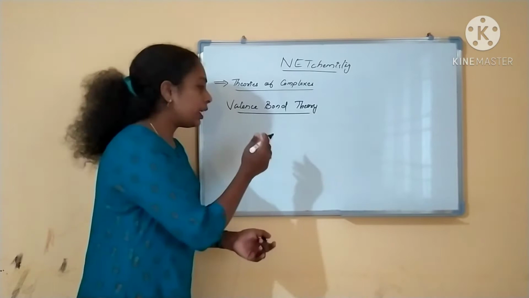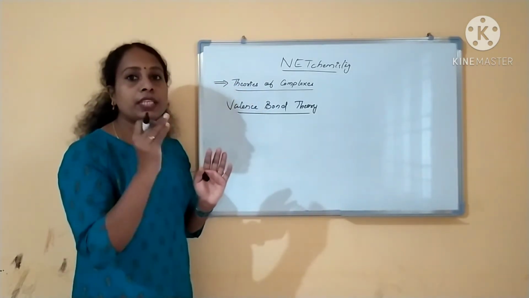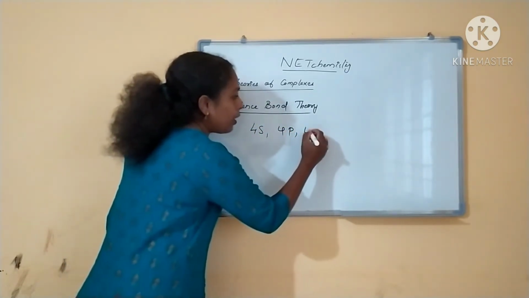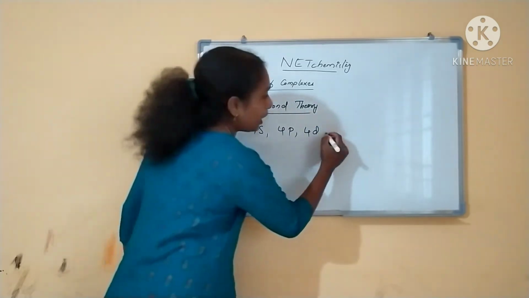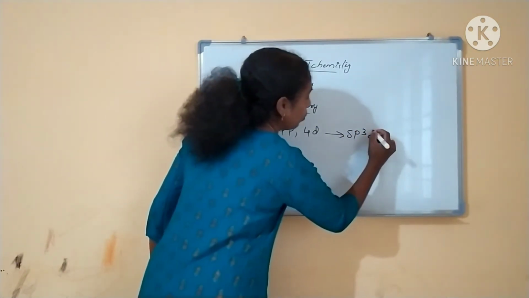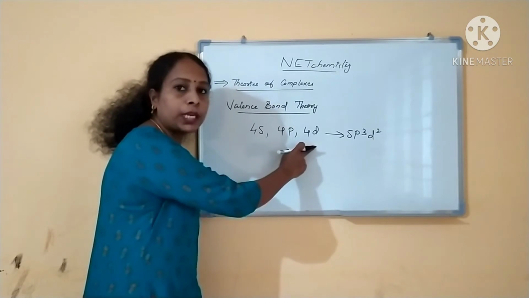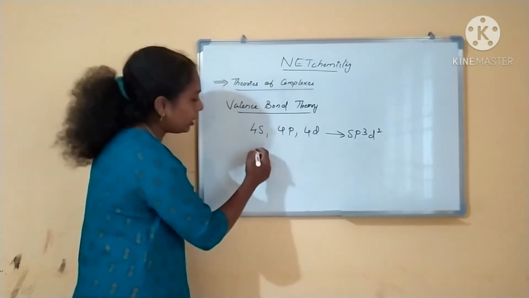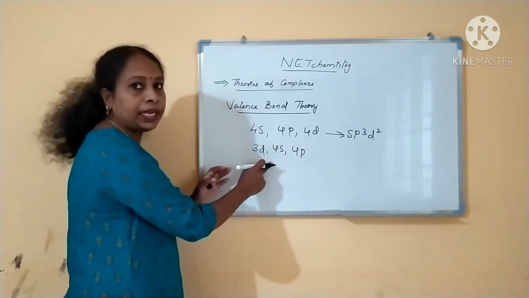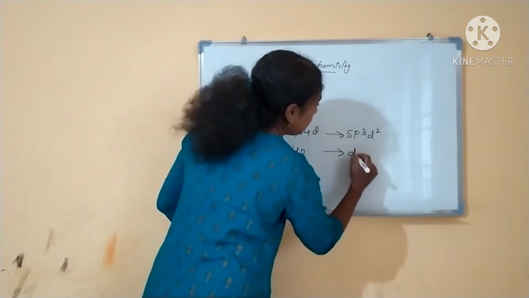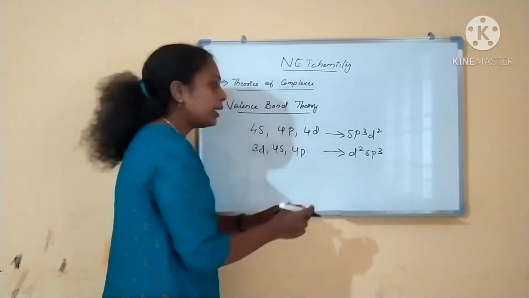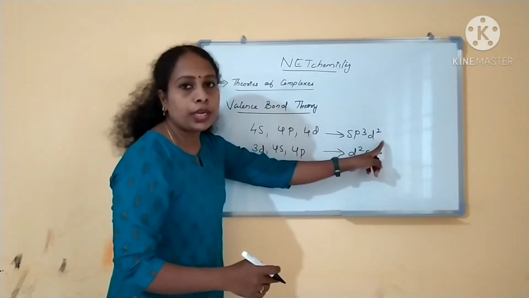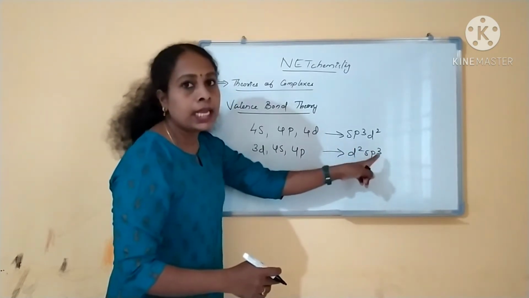If you come to the hybridization of the complexes, if it involves 4s, 4p and 4d orbitals and forms sp3d2 hybridization, this outer d orbital has been used, so this complex is an outer orbital complex. Instead of 4d, if it is using 3d, 4s and 4p, that is d2sp3 hybridization. The same 6 orbitals are used, but this is an inner d orbital and this is an outer d orbital. So this is an outer orbital complex and this is an inner orbital complex.